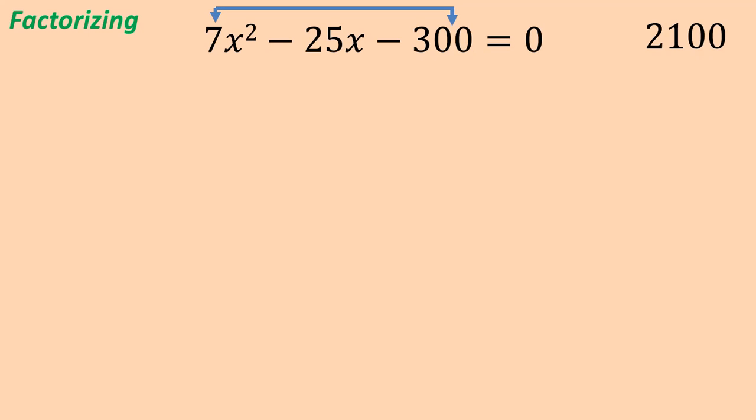So we're going to check how it is possible. For example, 1 multiplied by 2100 is equal to 2100. What if you subtract 1 from it? That is not equal to 25.